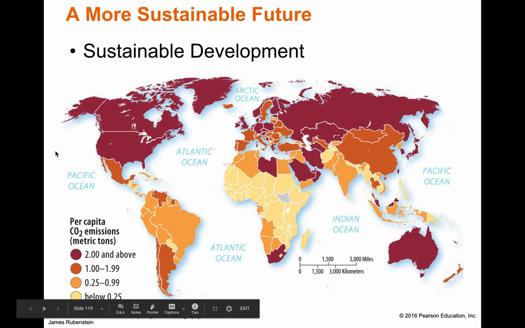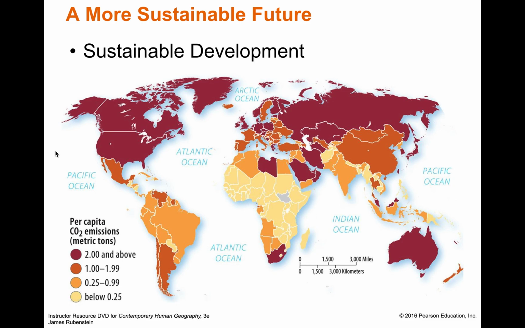All right, we can see sustainable development. We can see the largest carbon emitters per capita in areas of the world where they're yet to rapidly develop.